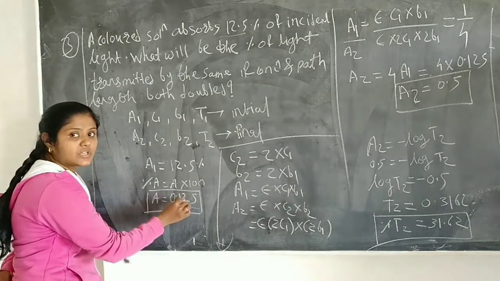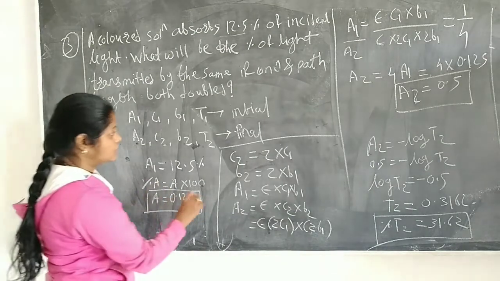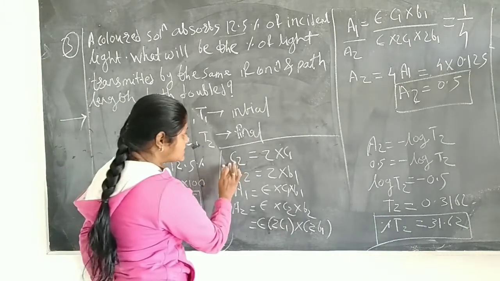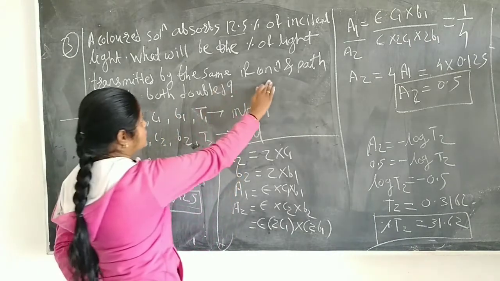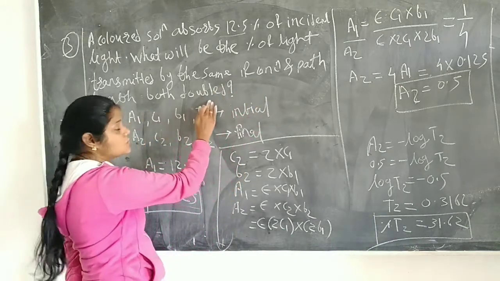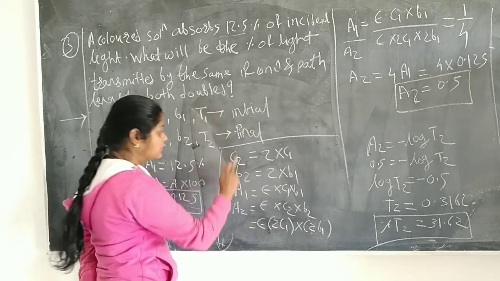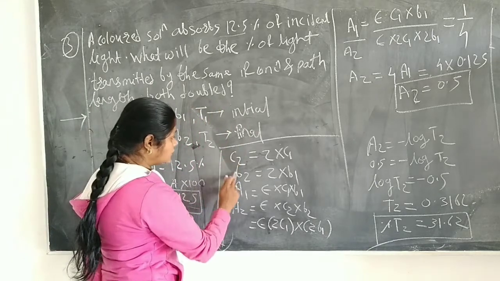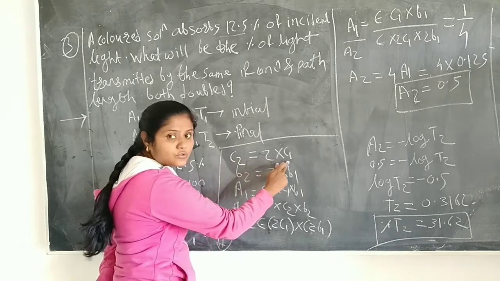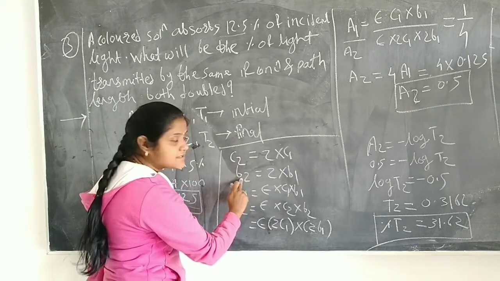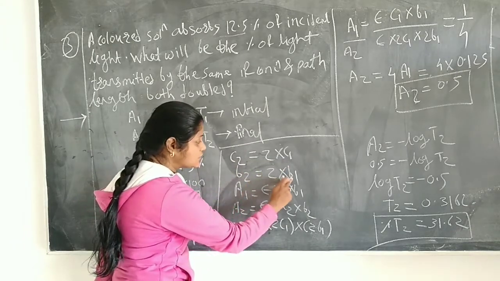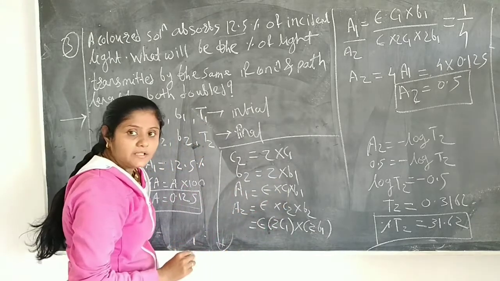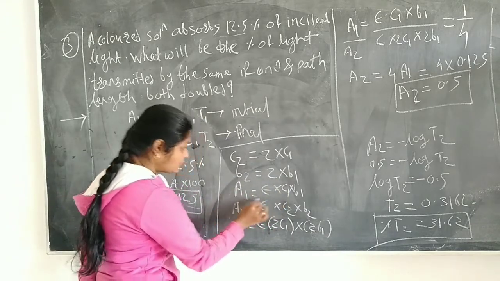0.125. This is the initial absorbance of our solution. Then you know very well that C2, the concentration, and the path length of the same solution get doubled. Therefore, in the final condition, C2 is equal to twice C1 and B2, that is the path length, is equal to twice B1.